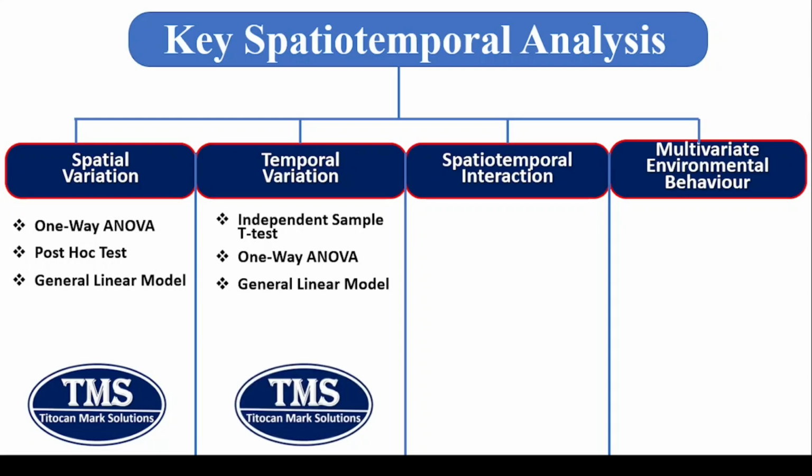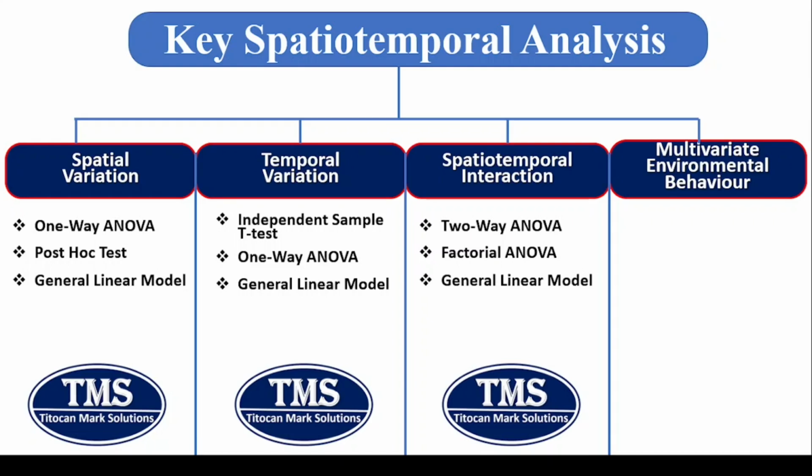Independent sample t-test to compare wet and dry season effects. You can also perform one-way ANOVA to test for seasonal differences across groups, and you can do general linear model using seasons this time as a fixed factor to evaluate temporal influence within a unified model framework. For spatiotemporal variation, which is interaction effect, you can perform the following.